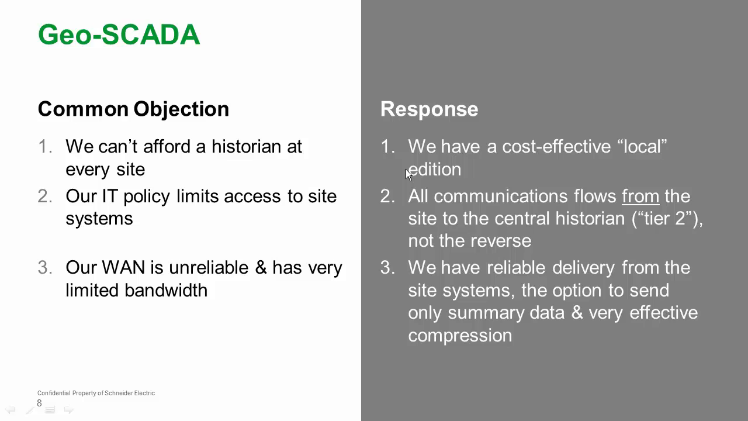When you talk to people about this, you may get some objections, and they'll be things like, we can't afford to have another historian at every site. And we do have a great solution for that in this local edition of Wonderware Historian. It's very cost-effective. We have it in a 25,000 tag system and a 50,000 tag system, and they're very inexpensive. The only real limitation is you can only query the last 7 days of history from these systems. If that's a big barrier, then you can use a standard historian here. If it's a really small system, we also have a 32 tag historian that's free. So for really small applications, you can use that.